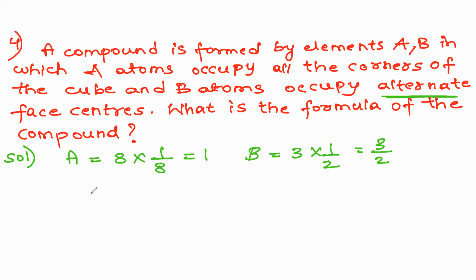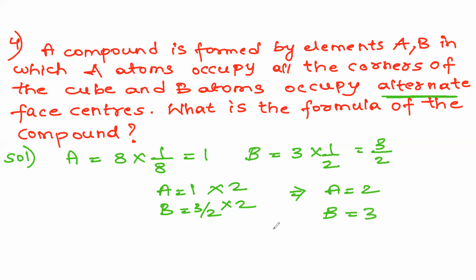So A is equal to 1, B is equal to 3/2. Multiplying by 2 for both, we got A is equal to 2, B is equal to 3. So the answer is A2B3. Answer is A2B3. This is a little bit different model.